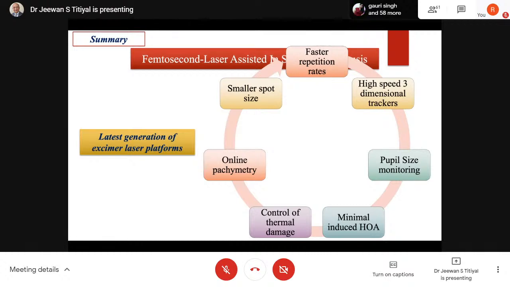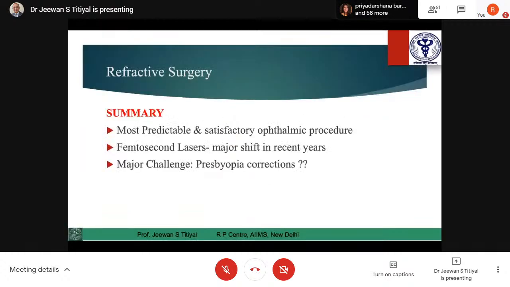You should all go with the rotation, assist your surgeries with your SRs and faculty, so that everybody has access to these areas. To summarize, as I said, it's a more predictable, most satisfactory ophthalmic procedure after cataract surgery, as far as patients are concerned and surgeons are concerned. Femtosecond laser, major shift in the recent years, especially SMILE, and major challenge due to presbyopia.